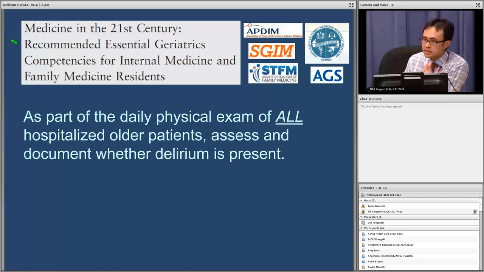But in fact, it's actually recommended as part of the daily physical exam by all these societies that teach physicians. I'm not sure about the nursing society, and then I'll turn to Barb to give me input on this. But as part of the daily physical exam, all hospitalized older adults, it should be assessed and documented whether or not delirium is present.